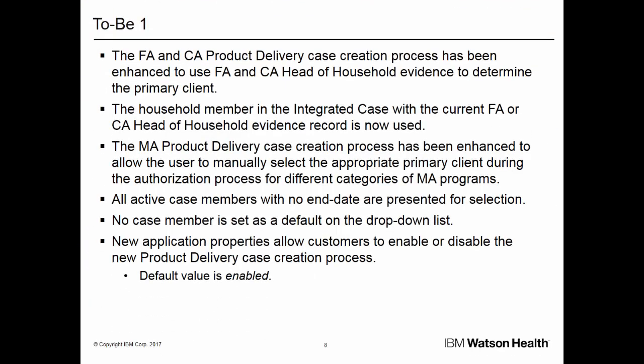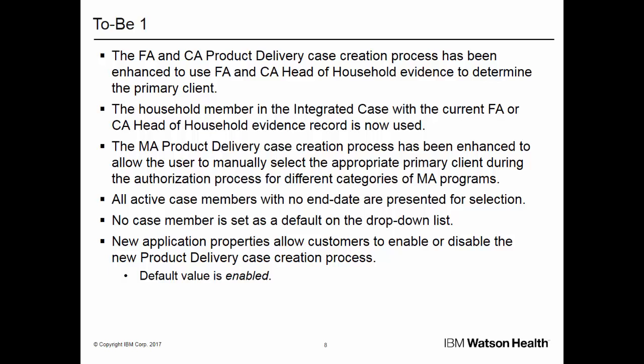Now we'll examine the changes that have been made in Quorum version 702. The solution that was implemented to address the arbitrary designation of the primary client of the FA, CA, or MA product delivery consisted of several parts. The FA and CA product delivery case creation process has been enhanced to use FA and CA head of household evidence to determine the primary client. The household member in the integrated case with the current FA or CA head of household evidence record is now used.